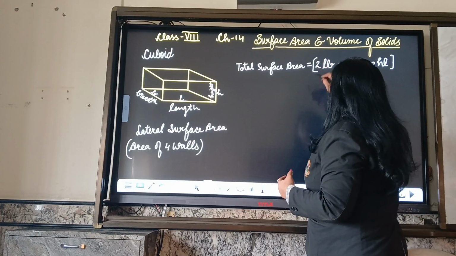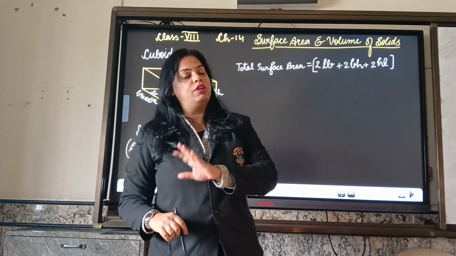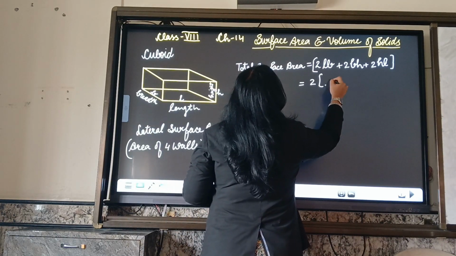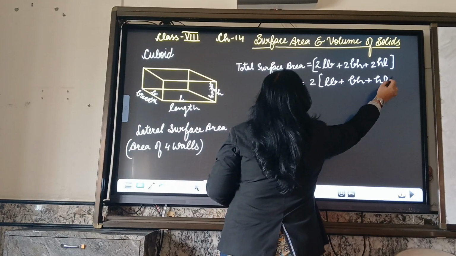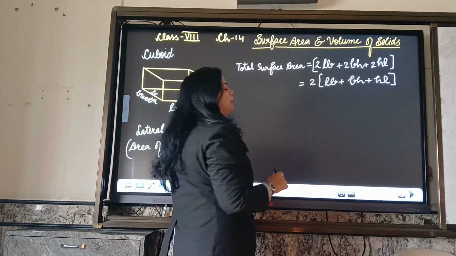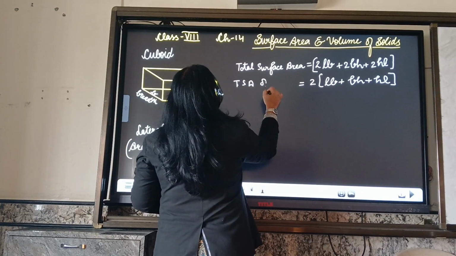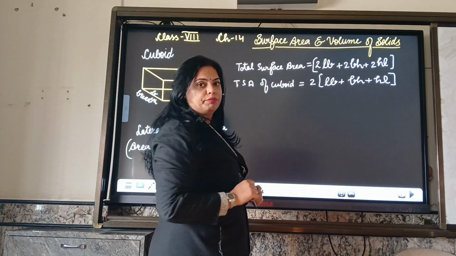Here we can see I have 2 in each and every term. I will take it out as a common value. So the formula would be 2 into (LB plus BH plus HL). This is the total surface area of cuboid. We will write it as TSA of cuboid. All 6 faces are covered in this formula.